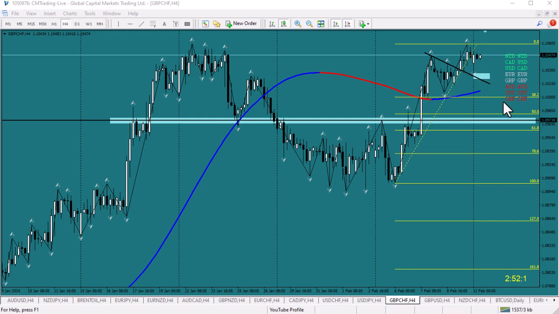If you look at the pound Swiss, now I want to be long, I want to be short Swiss for that matter, so I'm not after the pound, I'm after the Swiss. So if I can get a long setup either there or there, then I would definitely be interested in going long, because that will give me a short position on the Swiss.